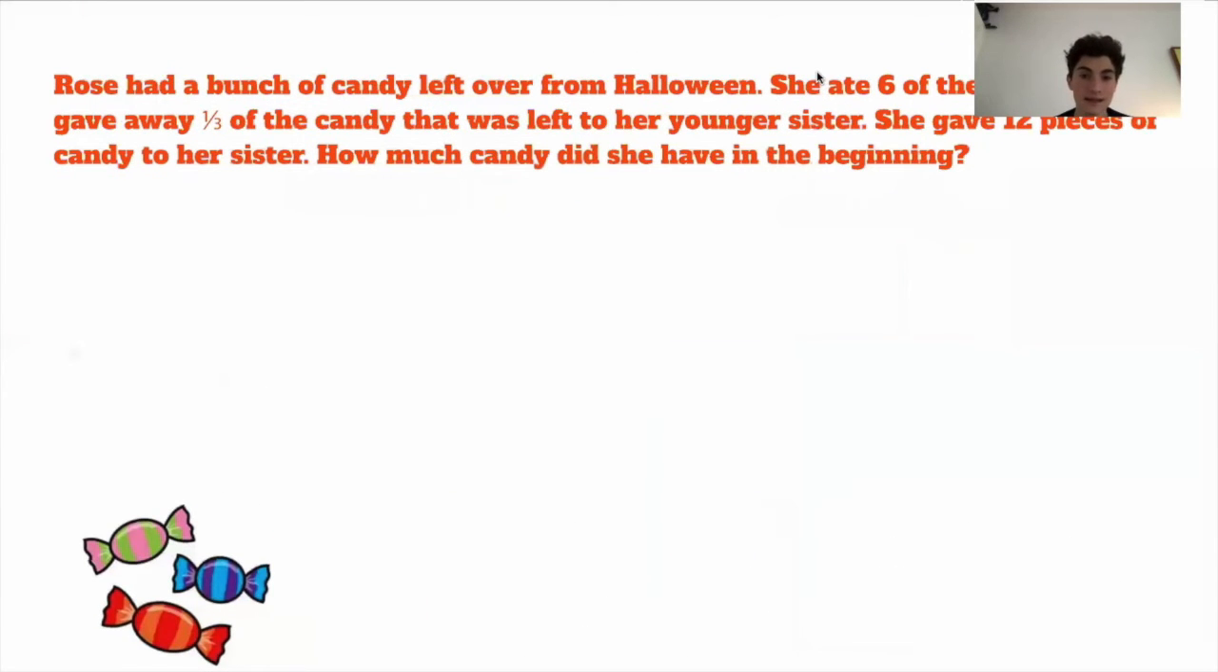Rose had a bunch of candy left over from Halloween. She ate 6 of them and then gave away 1/3 of the candy that was left to her younger sister. She gave 12 pieces of candy to her sister. How much candy did she have in the beginning? So let's make Rose's original candy amount the variable C. Choose whatever variable you feel like using, it doesn't really matter. If she ate 6 pieces, then there are 6 less than C. Therefore, we get the expression C minus 6.